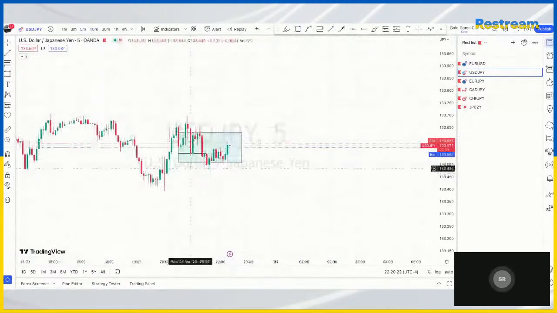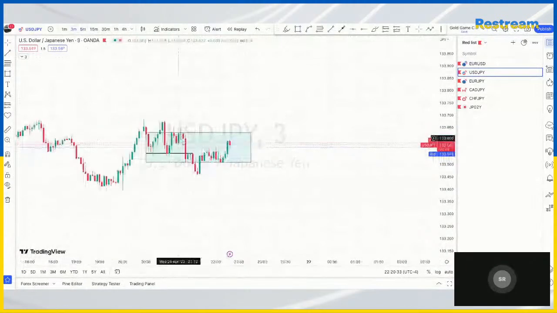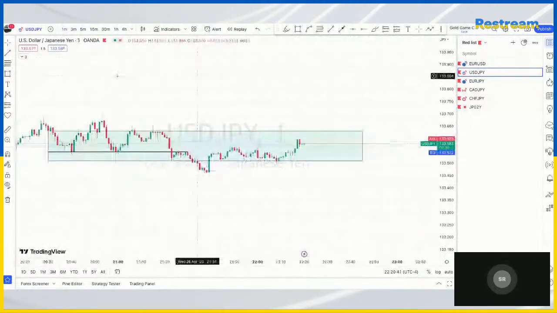So 5 minute, there it is. There's that structure that's been broken. I just marked it out. There's the banker's candle right here. Let's go to 3 minutes, see if there's anything better. Yes, there is. We have the structure that's been broken, we have banker's candle here. Maybe 1 minute even better. And yes, we do have.